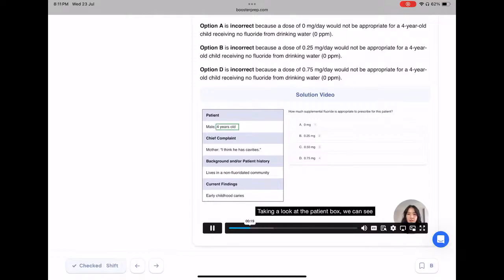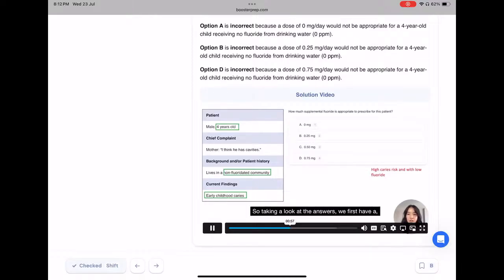Taking a look at the patient box, we can see that the patient is a 4-year-old male who is experiencing early childhood caries, or ECC, which is defined as the child having one or more cavitated, missing, or filled surface in any primary tooth. Importantly, the patient lives in a non-fluoridated community, so treatment will change depending on the fluoridation status of their water sources. Although fluoride can occur naturally in water, generally levels that are lower than 0.6 parts per million are considered non-fluoridated water sources. Fluoridated water sources have either 0.7 parts per million or higher, and this is when the fluoride is able to help remineralize enamel and reduce caries risk.